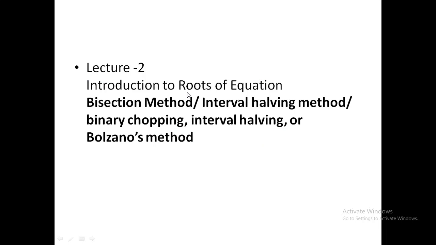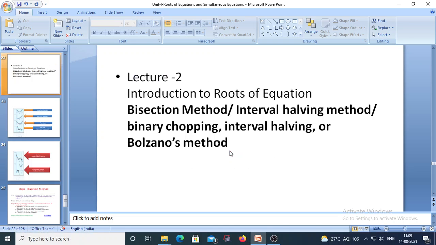Lecture number 2, introduction to the root of equation. We'll start the actual syllabus with the help of the bisection method. Next lecture we'll see the bisection method. Today we'll stop here.